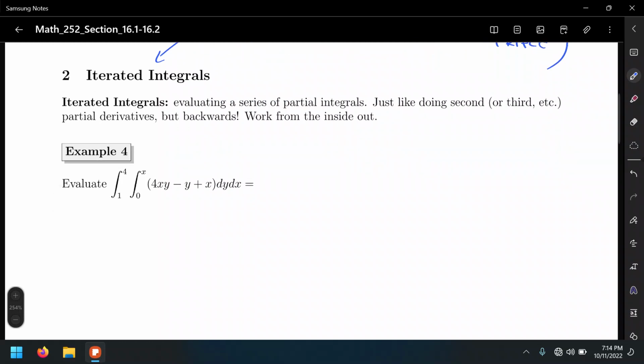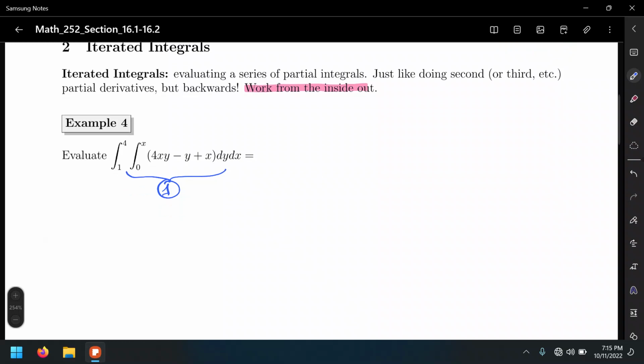So we're going to have a double integral, so from 1 to 4 and from 0 to x for the function 4xy minus y plus x, first with respect to y and then with respect to x. So notice in this case how we mentioned that we work from the inside out. In other words, we have to do this integral, do this number 1, whatever we get, do a second integration, well in this case with numbers. Alright, so let's have a look at this one.